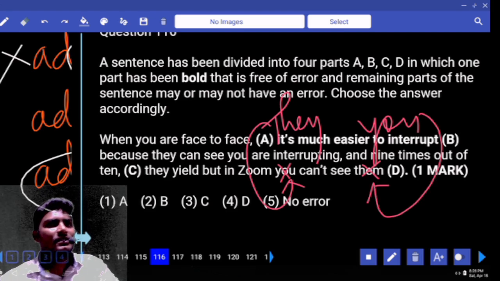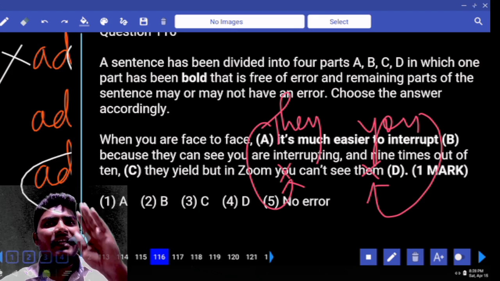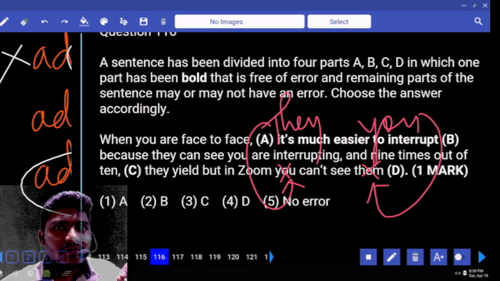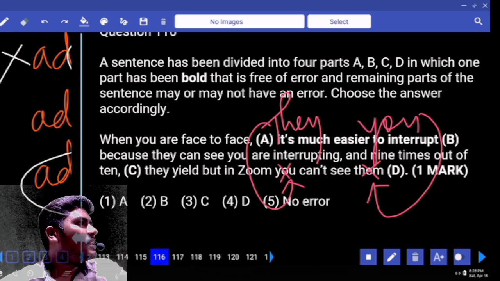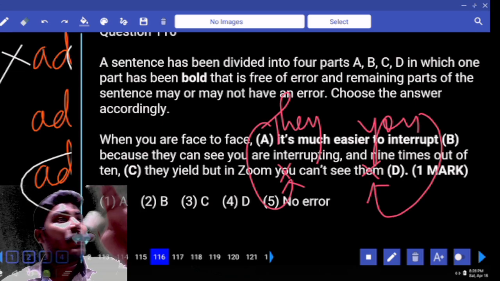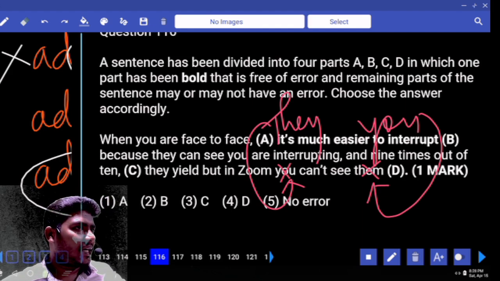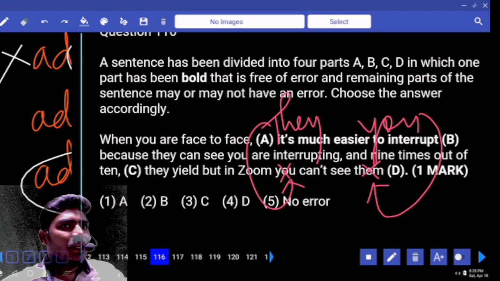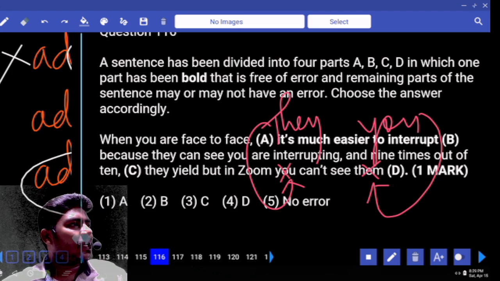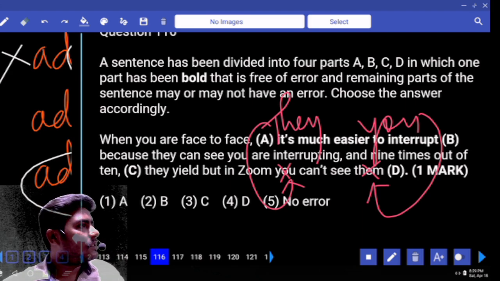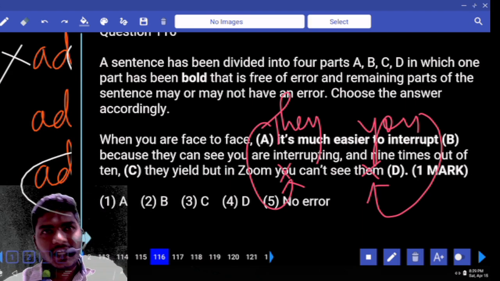Now read the sentence. Face to face they can directly see you, they find out what you are doing. And in Zoom they cannot see you, not you cannot see them, they cannot find out what you are doing. Actually reading based, pronouns reverse చేశారు అంతే, అక్కడ pronouns reverse చేశారు. In direct combination, direct interviews and all, they find out what you are doing. In indirect, that means in Zoom combinations, Zoom meetings, they don't see what you are doing.